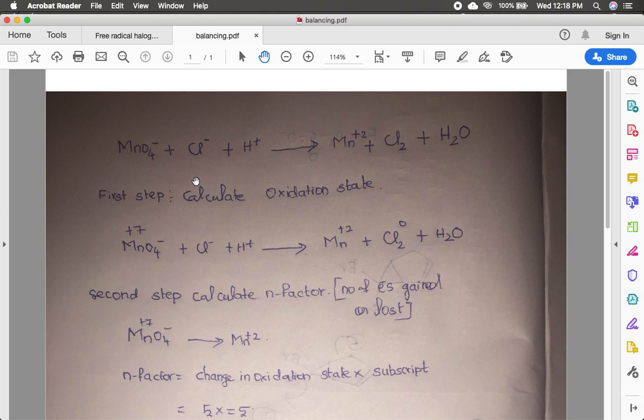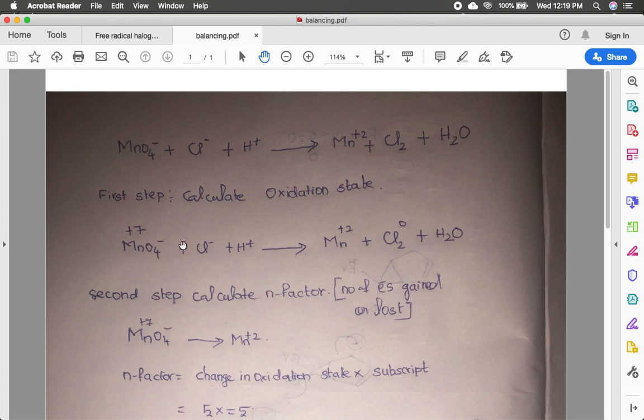That is so straightforward. So manganese is in +7 oxidation state. Chloride is in -1 oxidation state. Manganese here is in +2 oxidation state. Chlorine is in 0 oxidation state.